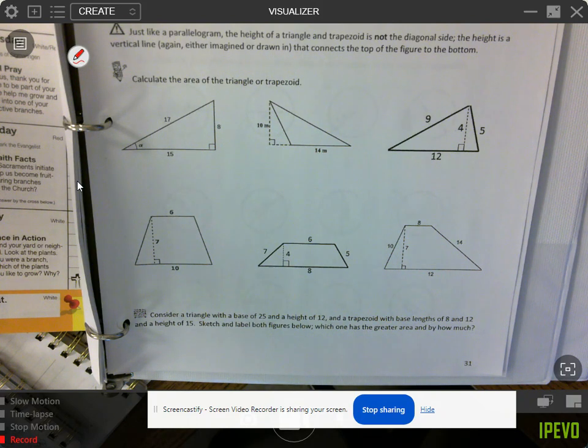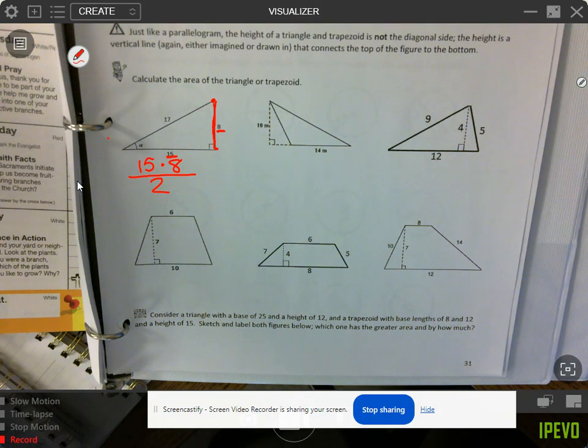Let's do one together. So one triangle. How would I find that area? Base times height. So which numbers would that be? Because I see three numbers. 15, because that's my base on the bottom. My height goes from that base to the top point straight up and down. So times 8, and I'm going to divide by 2 or multiply by a half.